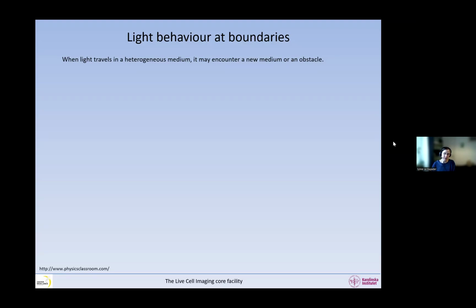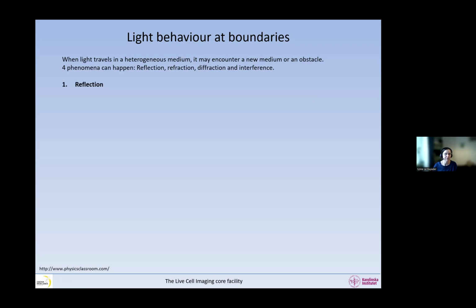So when light, as I said before, travels in a heterogeneous manner, it may encounter a new medium or an obstacle, right? And this is what happens when the light goes through our sample, it hits the cover slip, it goes through the mounting medium, etc. So four things can happen: reflection, refraction, diffraction, and interference. We're going to look at them now and see what they mean.